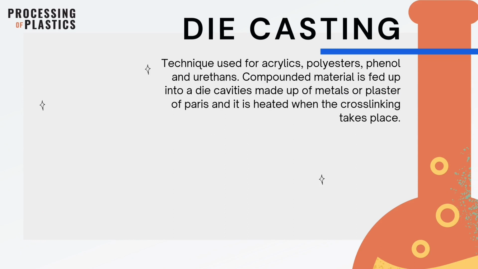Die casting, a technique used for acrylics, polyester, phenol, and urethanes. Compounded material is fed into die cavities made of metals or plaster of Paris and is heated when the cross-linking takes place.